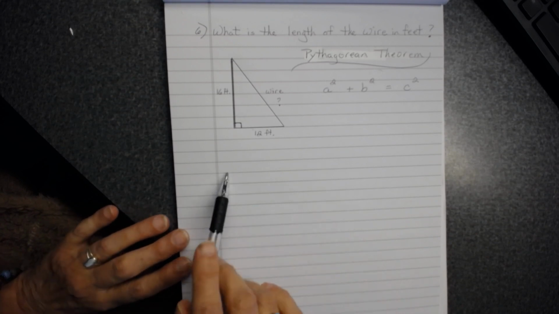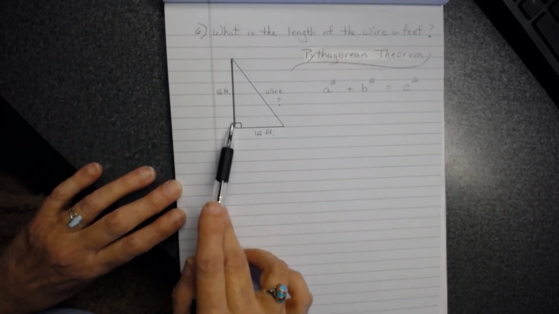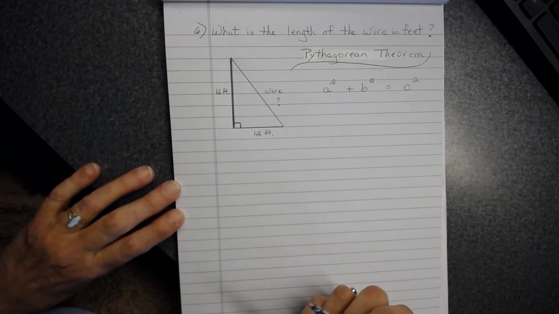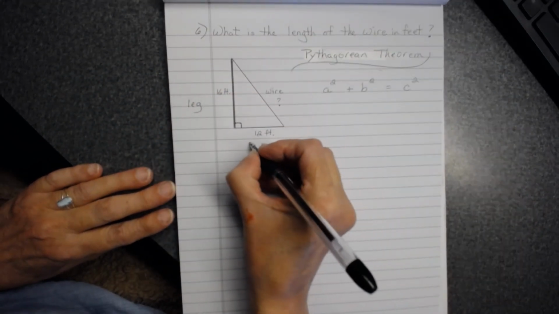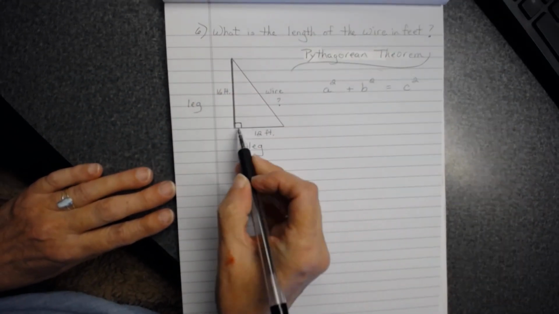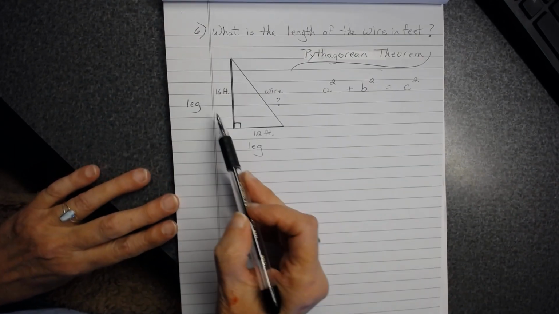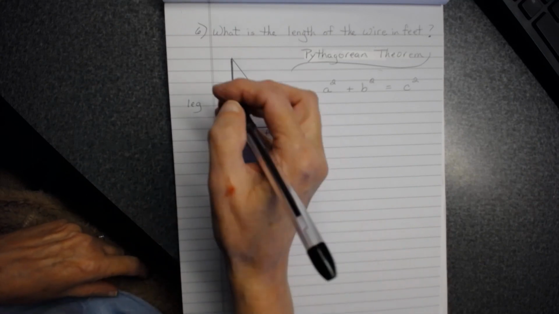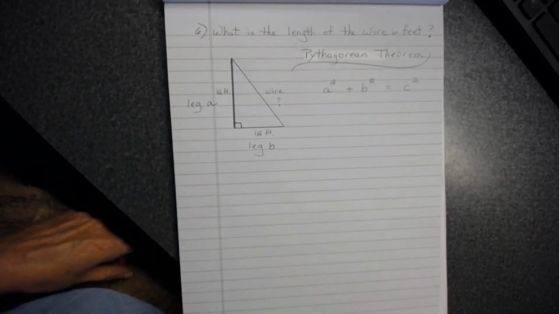Okay, so we do know 2 sides. The 2 sides that make up the right angle are called the legs. So we have a leg here and we have a leg here because they make that right angle. The legs are A and B. It doesn't matter which one is A or which one is B, so we'll just label those A and B.